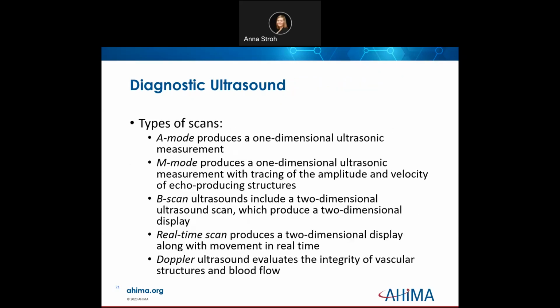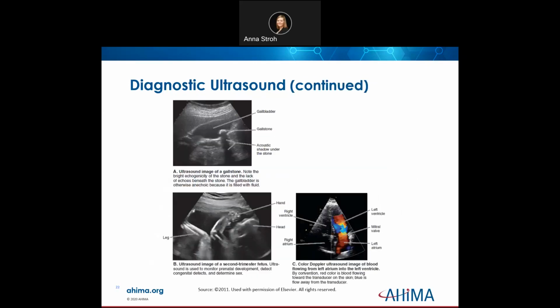Okay, these are the types of ultrasound scans. There's A mode, M mode, B scan, real-time scan, and Doppler ultrasound. So these words are exclusive to ultrasound. So if they don't say ultrasound in the note, but they say A mode scan or M mode scan, you know they're talking about ultrasound.